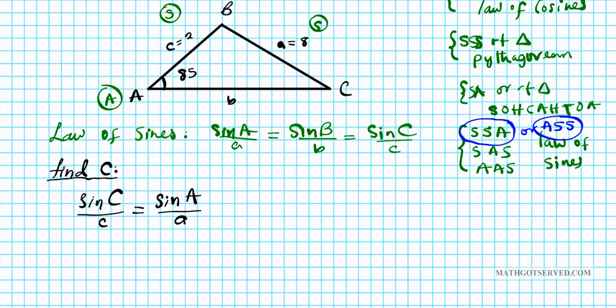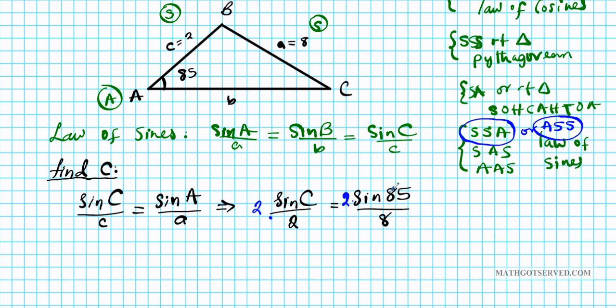Okay? So you can have more than one unknown. If we apply this formula to this situation, we're going to have sine big C over little c, which is 2, equal to sine big A, which is 85, over little a, which is 8. Let's go ahead and isolate sine C. To do that, we'll multiply both sides by 2.